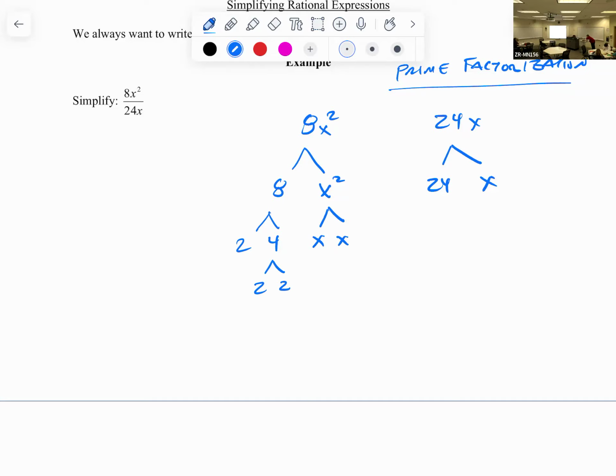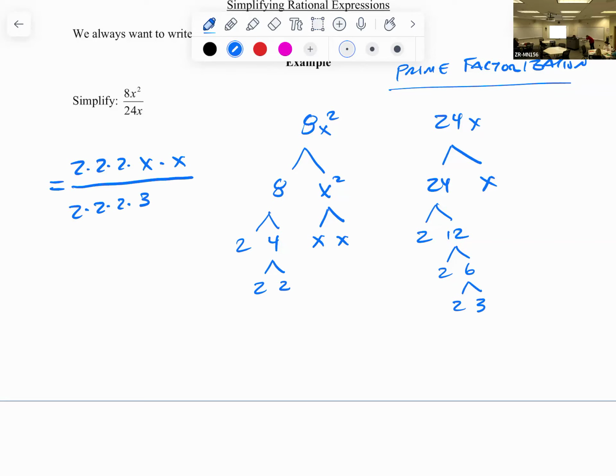Same thing, 24 breaks down. Pick any two numbers, 2 and 12. Whichever one is prime, you stop. Then 12 breaks into 2 and 6, and 6 breaks into 2 and 3, and x is done. X can't break into anything. So notice what we have: 2 times 2 times 2 times x in the numerator. Then in the denominator, I have 2 times 2 times 2 times 3 times x. So this is the simplest way to break this down.